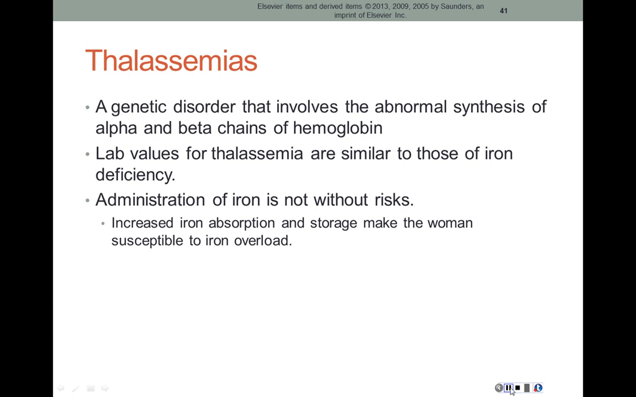Thalassemia, we learned about this last semester too. So we would want to make sure that we give them plenty of iron. But remember that increased iron absorption and storage make the woman susceptible to iron overload. And also, iron causes women to be constipated. So we have to watch when we're giving these iron supplements and make sure that we are doing something about the potential for constipation as well.